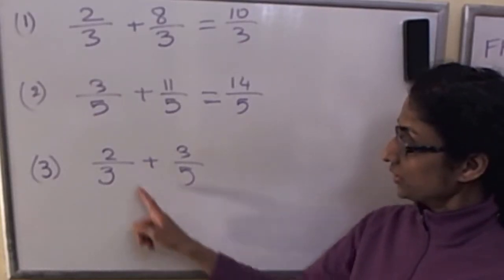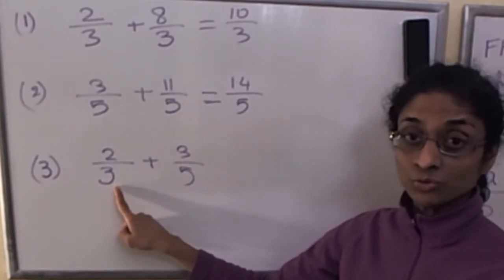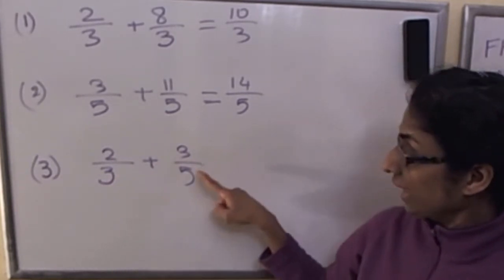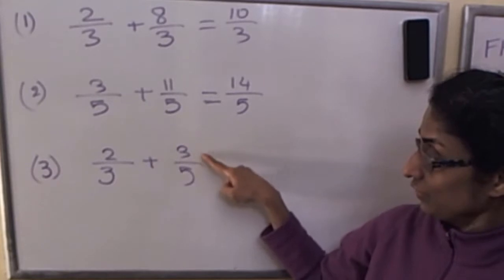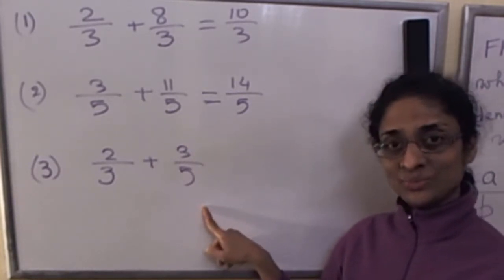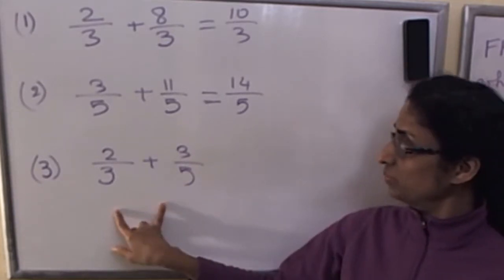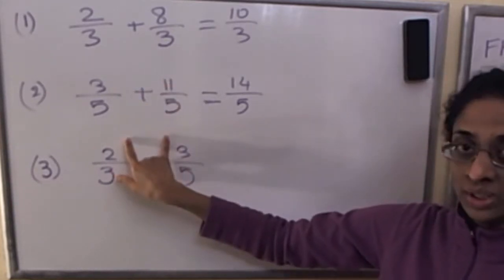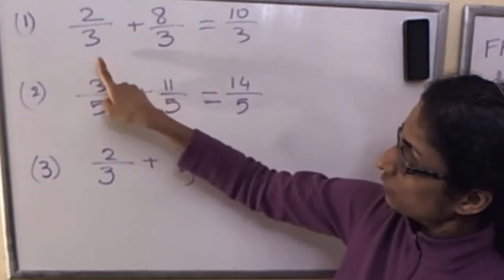So here we notice 2/3 is 2 copies of 1/3. Add to it 3/5. 3/5 is 3 copies of 1/5. So do you see what's going on? Why is this problem different from 1 or 2? Let's go back and look. Here, what were we adding?